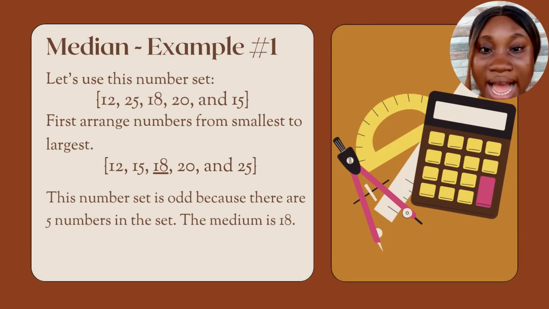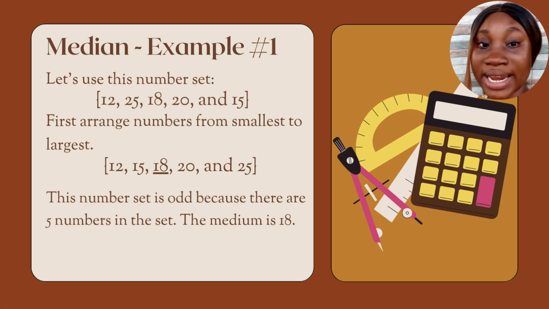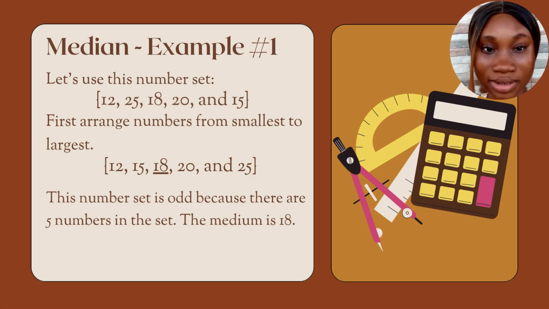So now for my median, I have a number set, and the numbers in the number set are 12, 25, 18, 20, and 15. Remember I said step 1, arrange it from the smallest number to the biggest number. So from the smallest, I have 12 being the smallest number, followed by 15, 18, 20, and 25. So you can see that I've arranged it from the smallest number to the biggest number. My smallest number is 12, my biggest number is 25. Now, since I have five numbers, which is an odd number, I can easily find the number in the middle. And I can clearly see that the number in the middle is 18. Can you see that?